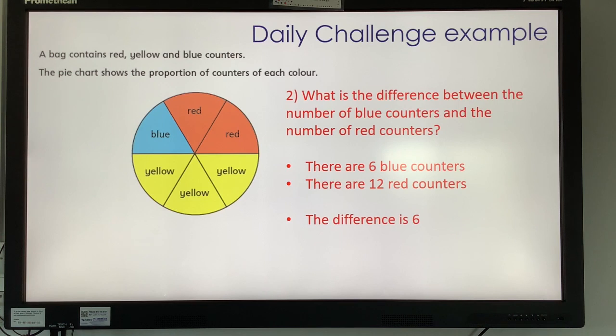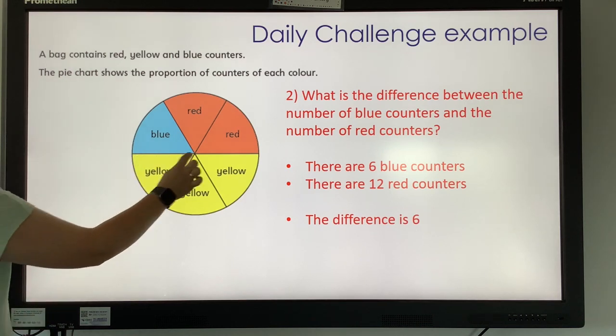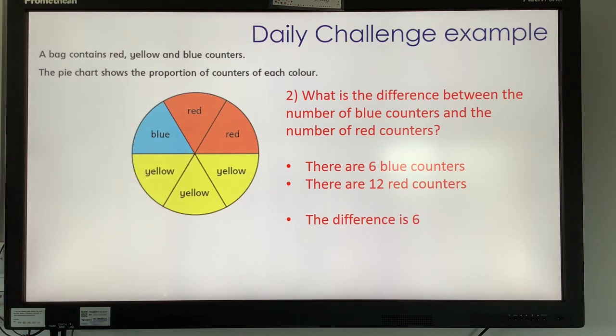Then, if it asked us what the difference between the number of blue counters and the number of red counters is, well, we know the red counters, that's 12. We know that because it told us earlier. We can use that to work out blue, because blue is only one segment, and earlier we worked out that one segment was worth 6. So the difference between them is 6. And remember, you find the difference through subtraction. 12 take away 6 gives us 6.